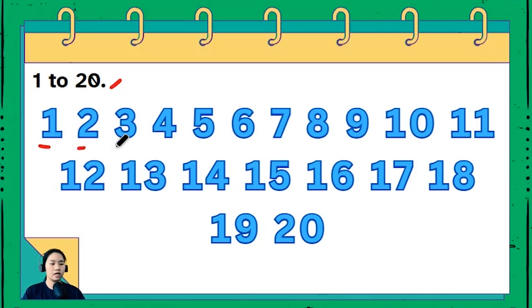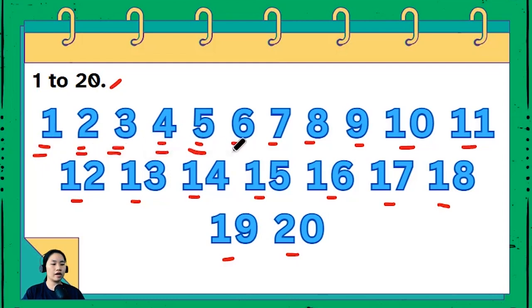1, 2, 3, 4, 5, 6, 7, 8, 9, 10, 11, 12, 13, 14, 15, 16, 17, 18, 19, and 20. Let's go through it one more time, a little bit faster. 1, 2, 3, 4, 5, 6, 7, 8, 9, 10, 11, 12, 13, 14, 15, 16, 17, 18, 19, and 20.